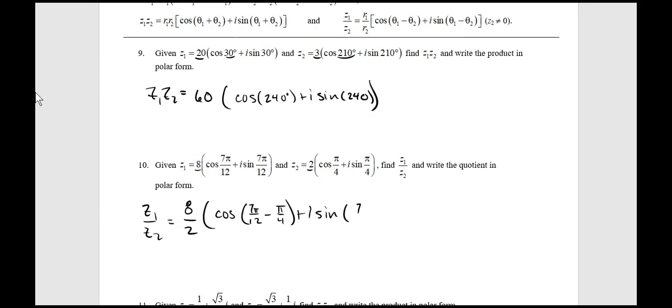So this is what I was saying. It might be a slight bit more complicated just in the arithmetic, because you actually do need to subtract these out. But it's not too bad. Pi fourths, remember that's just 3 pi twelfths. Subtract, you get 4 pi twelfths, which is pi thirds. 8 over 2 is 4. Subtracting the 7 pi twelfths minus pi fourths gave us 3 pi twelfths. 7 pi twelfths minus 3 pi twelfths.